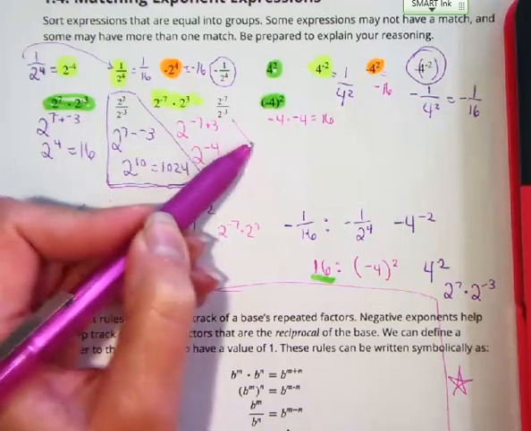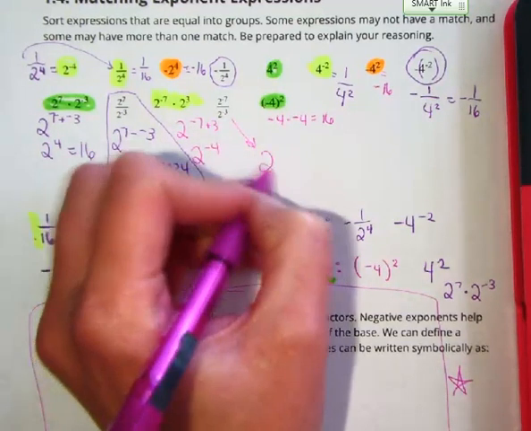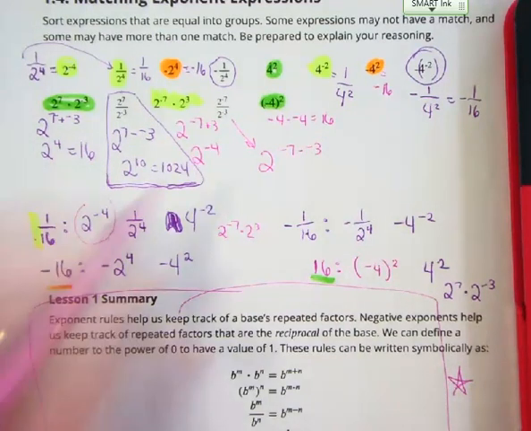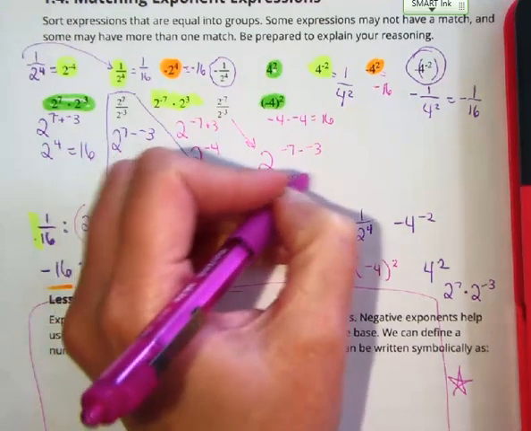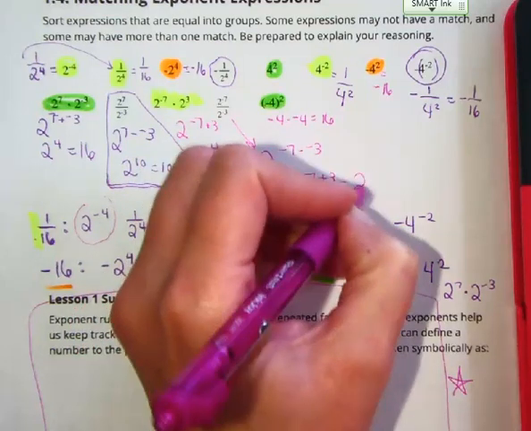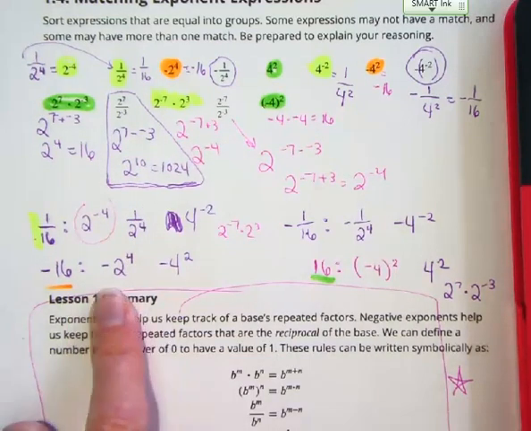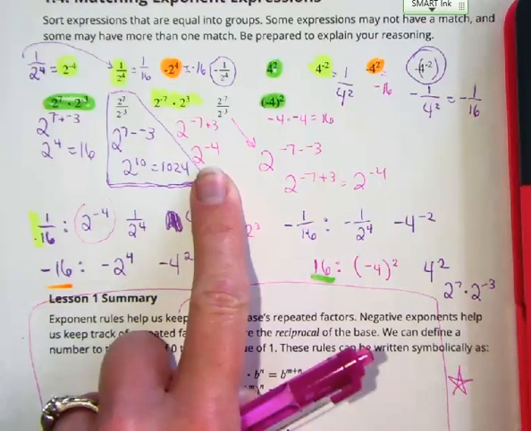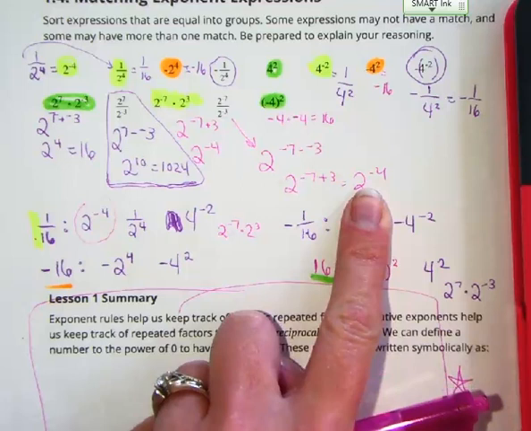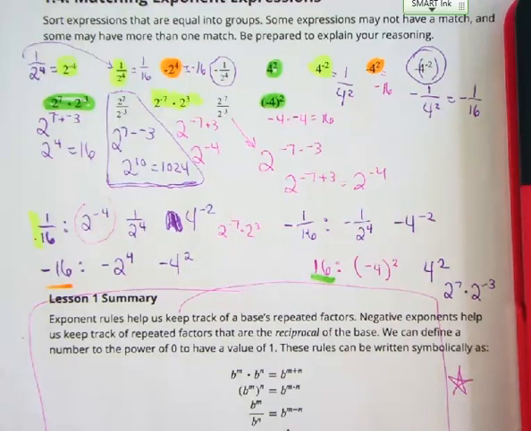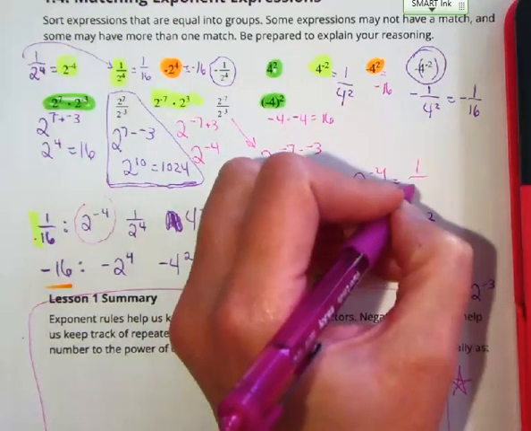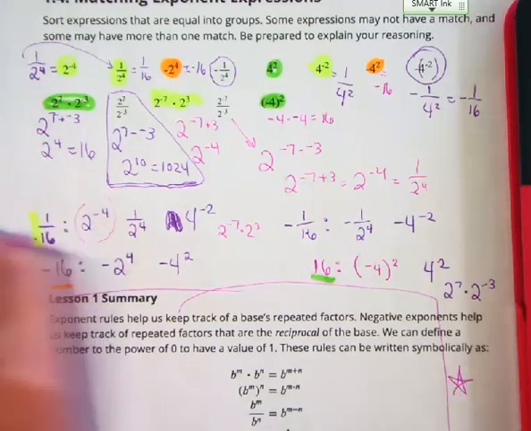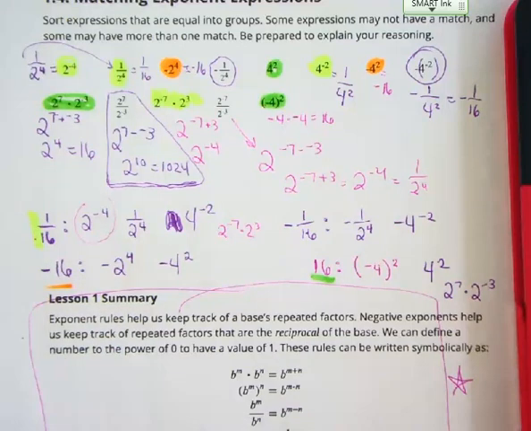And one final problem right here. Keep on running out of room. I'm writing all over. -7 minus -3, double negative makes a positive. 2 to the -7 plus 3 gives us 2 to the -4, and 2 to the -4 right here and right there and right here. 2 to the -4 pushes it down to a denominator, 2 to the 4th. This guy will be over here with the 1/16, the yellow pile.